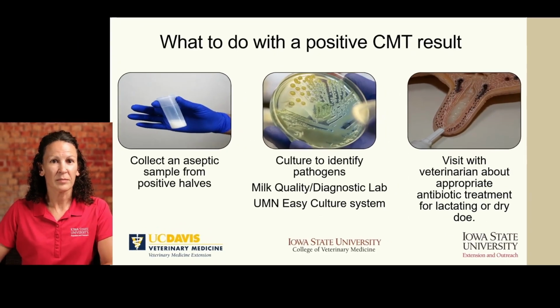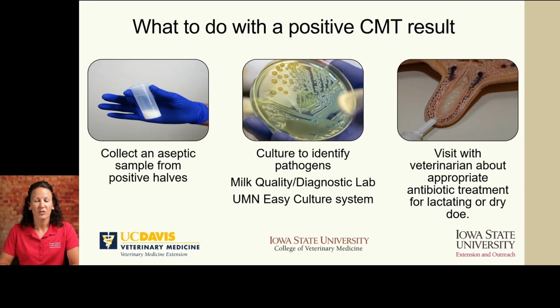When setting up a CMT results action plan, discuss with your herd veterinarian criteria for your farm to pursue additional sampling or culturing. Some farms get concerned when they get a trace response, while others don't do anything until the animals are scoring a score of 1 or even higher.